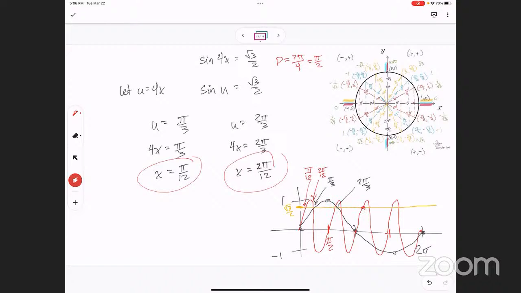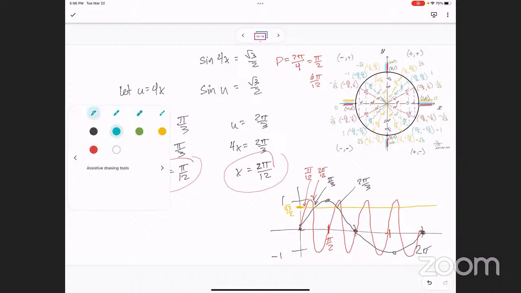How do I get this one right here? I add pi over 2 to it. How do I get this one right here? I add pi over 2 to it. Does that make sense? Because that's my period. And what's my period again? It's pi over 2, or if I put it in 12ths, 6 pi over 12. That's why I was trying to tell you. You keep it in 12ths so that it's easier to do the math.